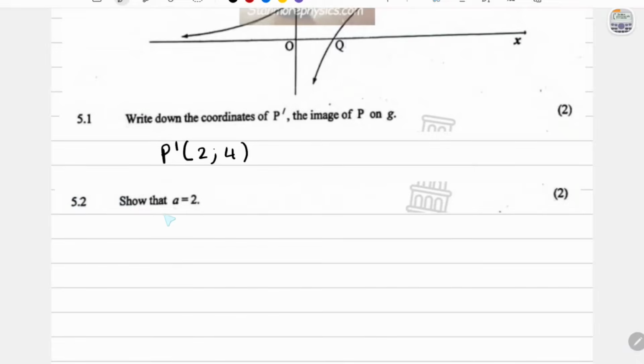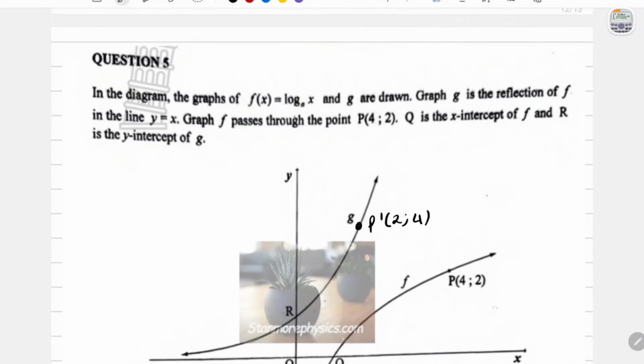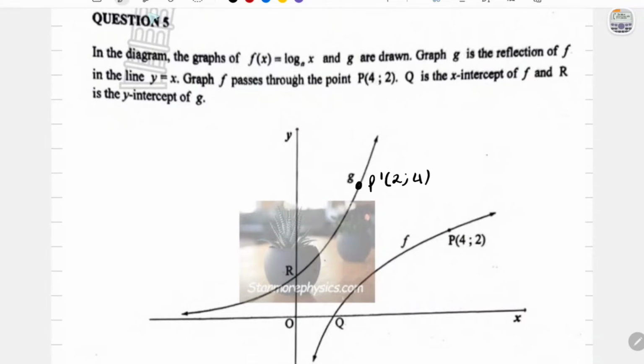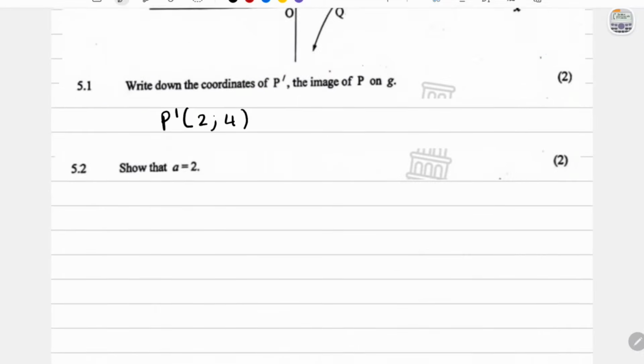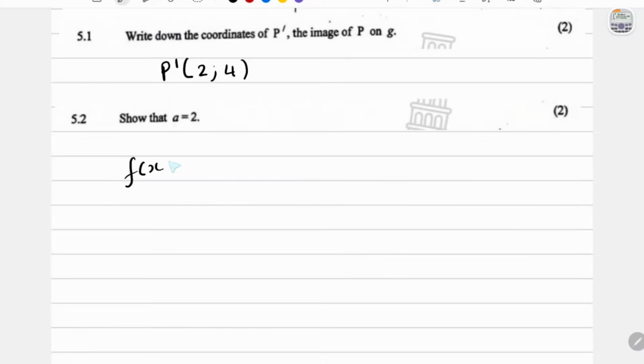Question 5.2 says, show that A is equal to 2. So let's look at that. Let's find A. So where did they mention A? They mention it in f of x. So f of x is equal to log, and we have x with the base of A. So let's go ahead and write that.